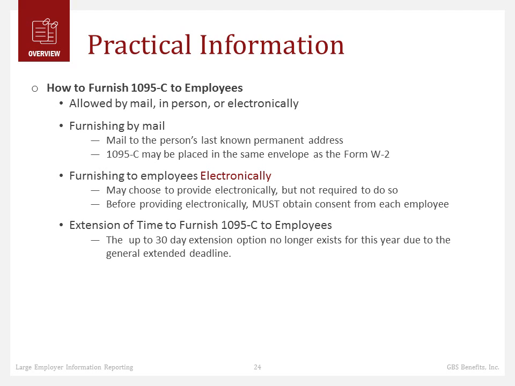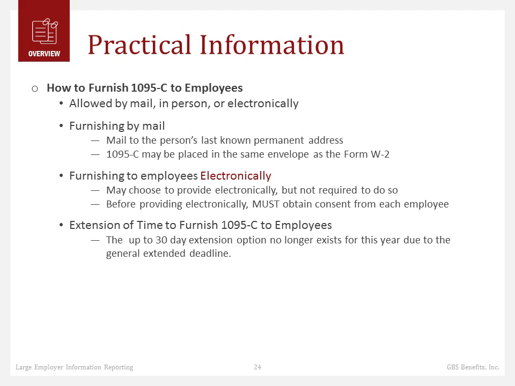So we just talked about how to file with the IRS. Now we're going to talk about how to furnish or provide the 1095-C form to your employees. Generally, you are allowed to give your employees this form by mail, in person, or electronically. If you're furnishing by mail, make sure you mail to the person's last known permanent address. Please also know that you may place the 1095-C form in the same envelope as the Form W-2. Now, at this date, since we're in February of 2016, you would have already sent out your Form W-2, but for future years you can do that.